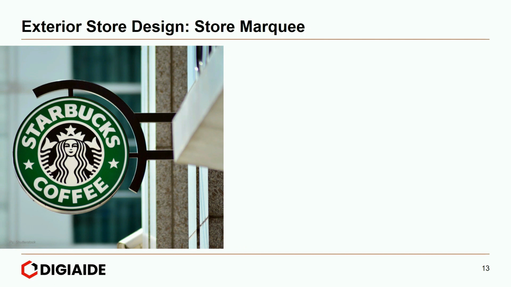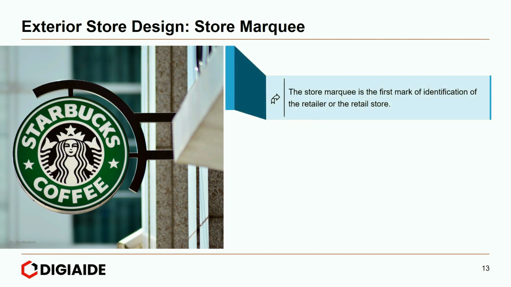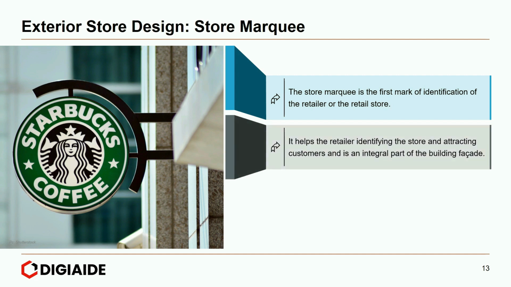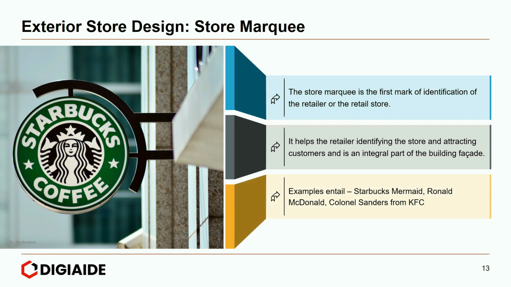Now, exterior store design is further split into two elements, first being the store marquee. The store marquee is the first mark of identification of the retailer or the retail store. It helps the retailer identify the store and attract customers and is an integral part of the building facade. Examples entail Starbucks Mermaid, Ronald McDonald's, and Colonel Sanders from KFC.